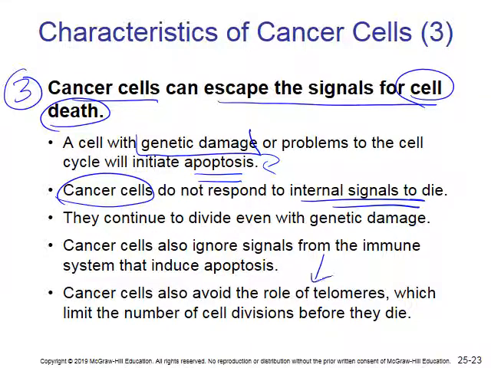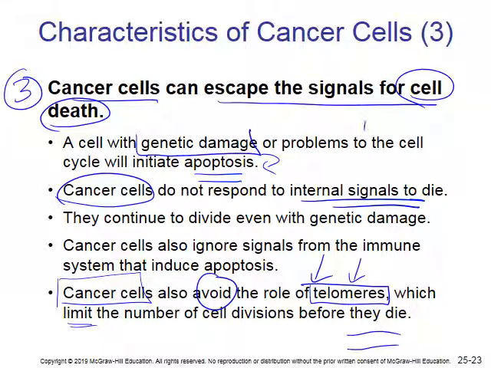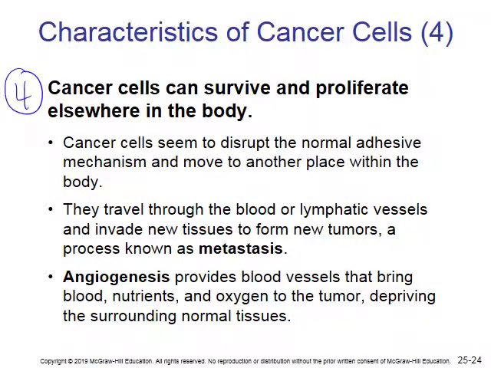Also, we have telomeres, and the length of telomeres are kind of like biological clocks for cells. Cancer cells do not have a limited number of cell divisions. They basically avoid the telomere time clock and they just keep dividing. So sometimes you'll hear cancer cells listed as immortal. They'll just keep copying themselves and they aren't listening to the signals to die or, hey, you've divided too much, your time is gone. And the fourth characteristic, cancer cells can survive and proliferate elsewhere in the body.